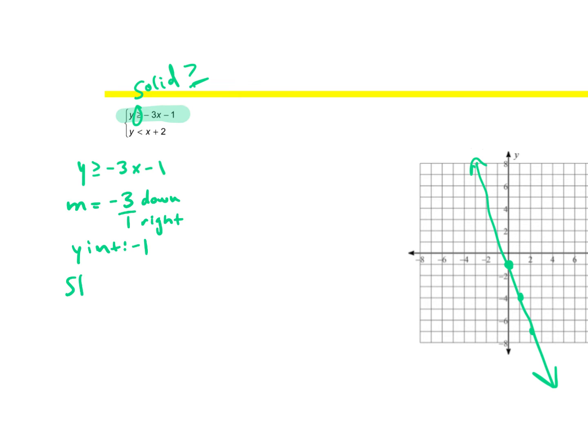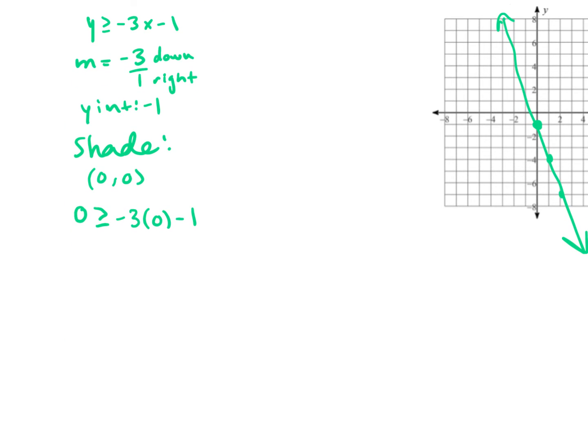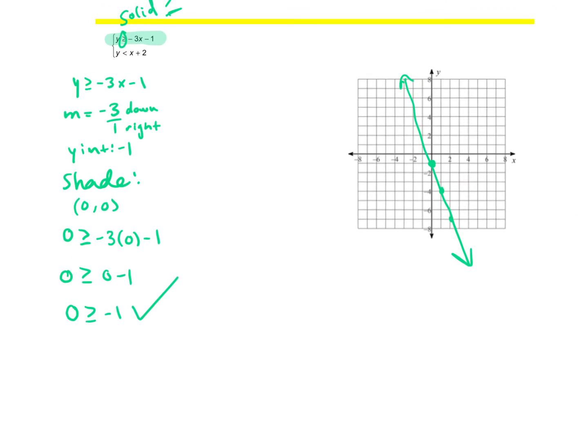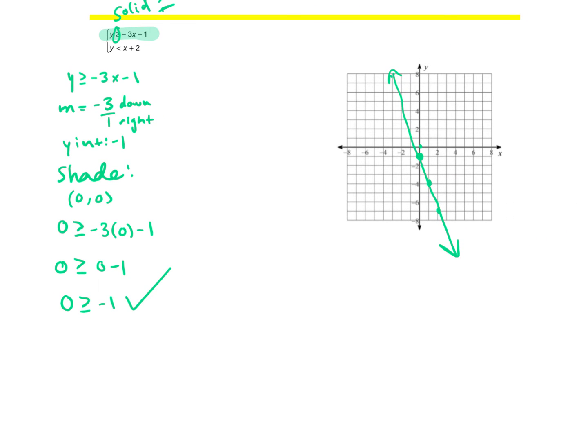And then next I need to figure out where I'm going to shade. So what do I plug in? 0, 0. So I'm going to plug in 0 for y and 0 for x. So 0 is greater than or equal to -3 times 0 minus 1. What's -3 times 0? And what's 0 minus 1? So is 0 greater than or equal to -1? Yep, it's greater than. So that's true. So do I shade where 0, 0 is or where it's not? Where it is. So I'm shading on the right side of my line here.